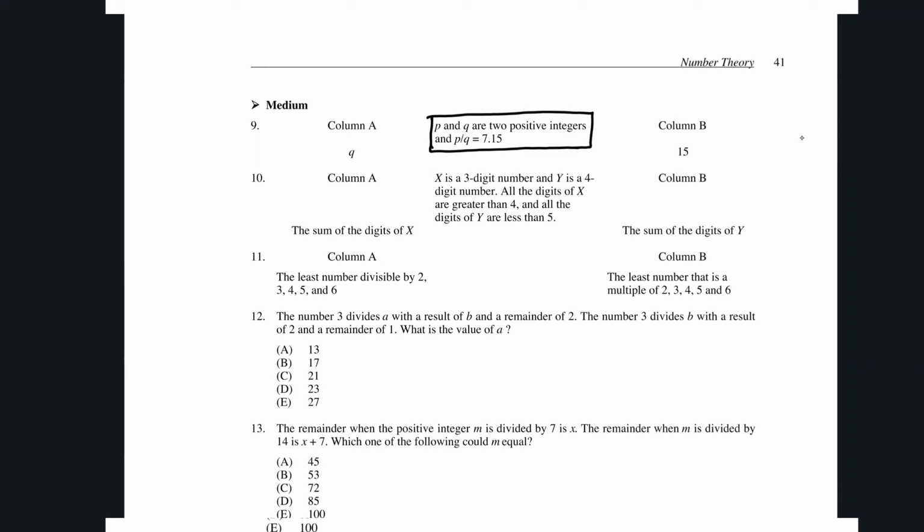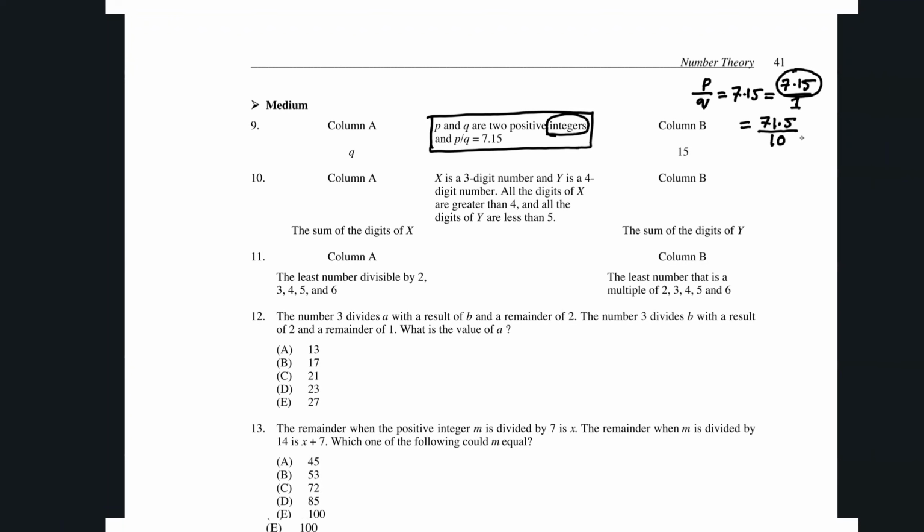So here, let's try to start with the given information. P over Q equals 7.15, or we can write it as 7.15 over 1, right? Now, we cannot keep it that way because we are given that P and Q both are positive integers. If we assume Q is equal to 1, then P has to be 7.15, which is not an integer. So to make it an integer, we can multiply both the numerator and denominator by 10 maybe, but then P takes the value of 71.5 and Q is 10.